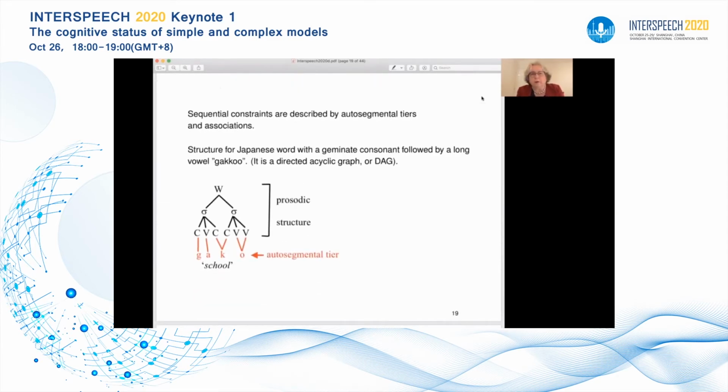Then sequential constraints are described by autosegmental tiers and associations. So here's an example of a structure for a Japanese word with a geminate consonant followed by a long vowel. As you see on that red autosegmental tier, the K is both the coda of the first syllable and the onset of the second syllable, and that is why it is pronounced as a single long K. And the O is also occupying two vowel structural positions, and that captures the fact that it's a long O.